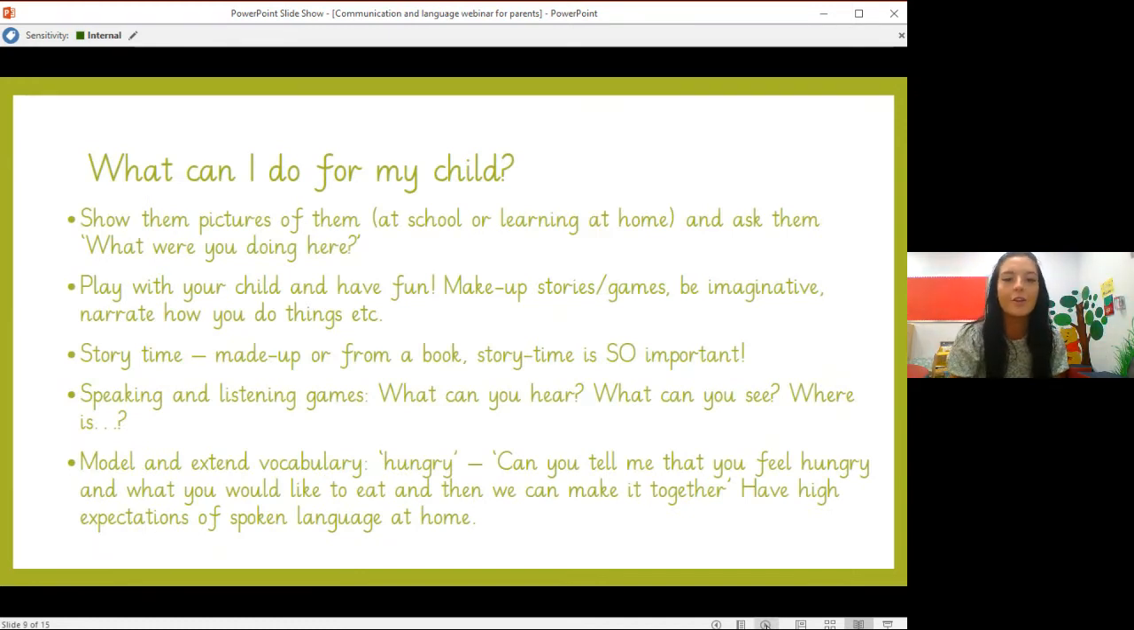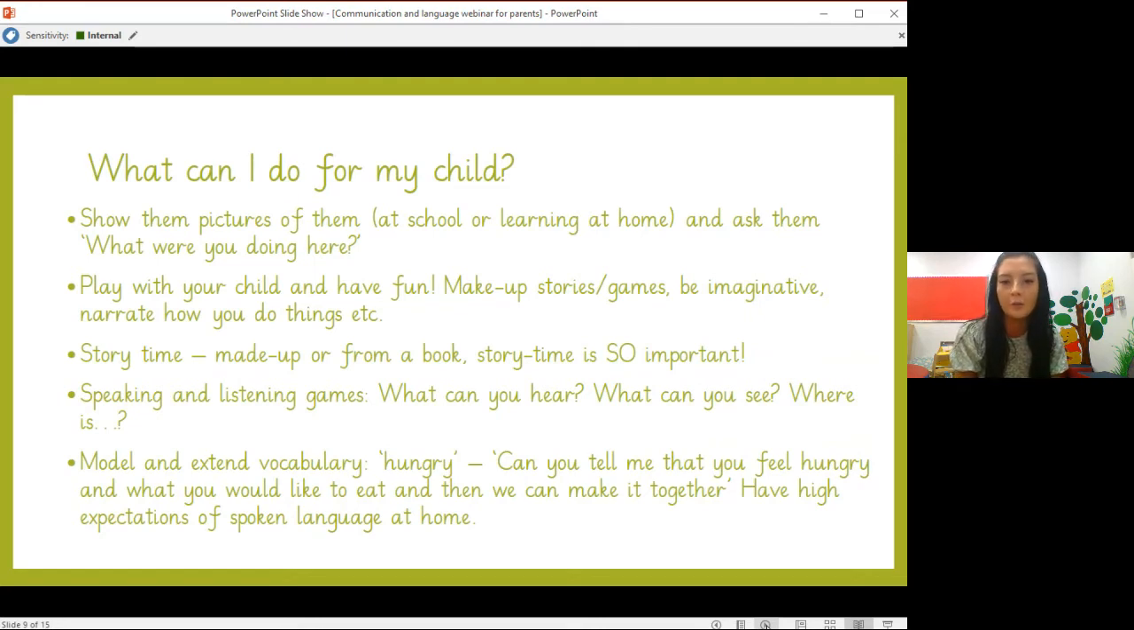So now we're going to talk about what you can do for your child and how you can help support them with their communication and language at home. So the first point says that you can show them pictures of them. Now this could be pictures of them at school, or this could be pictures of times that you've had with your child, with your family. Maybe you went somewhere special.